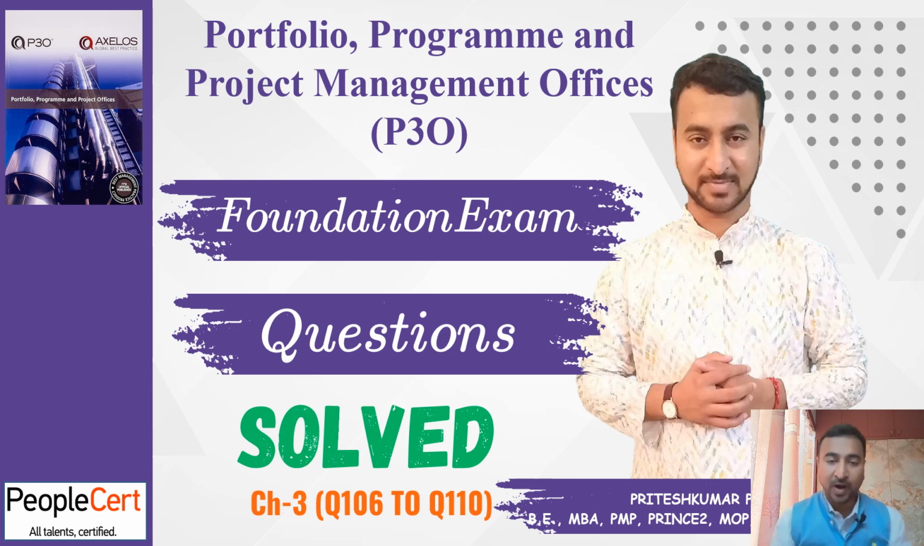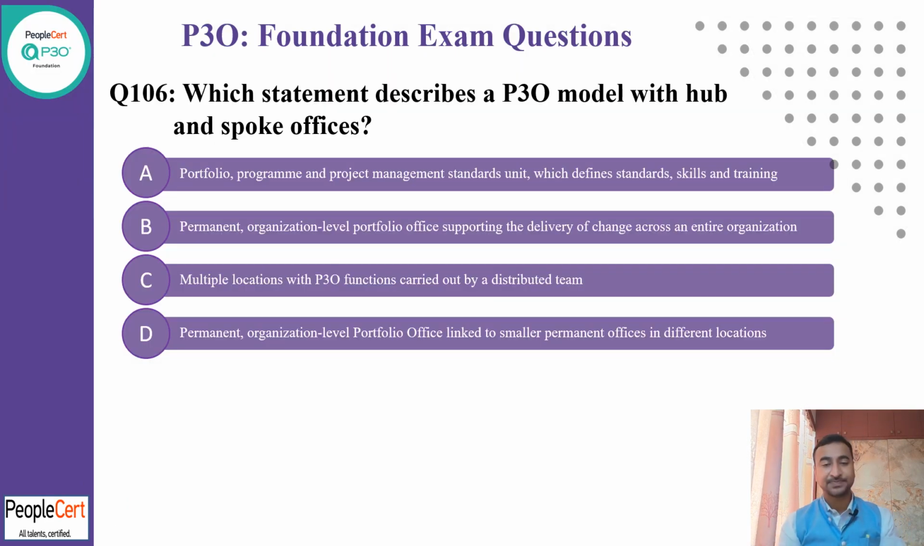Okay, let's move on our journey of chapter 3, which is design a P3O, and question number 106 to 110 from the foundation level questions. Question 106 says, which statement describes a P3O model with hub and spoke? And if you see the answer, it's a permanent organization level portfolio office linked to a smaller permanent office.